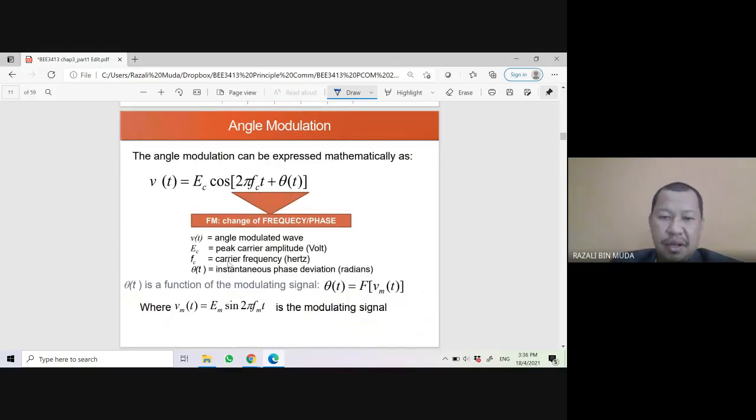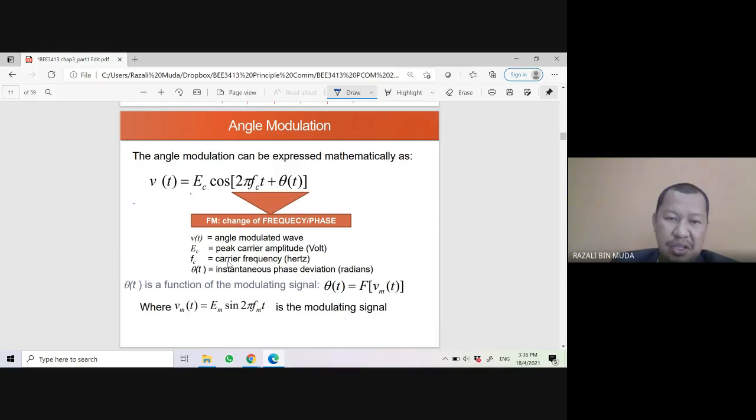Okay, so angle modulation. Angle modulation can be expressed mathematically using this equation. V(t), this is the FM signal equation: V(t) equals Ec cos(2πFc t + θ(t)) in brackets. Okay, so what is represented by this equation?